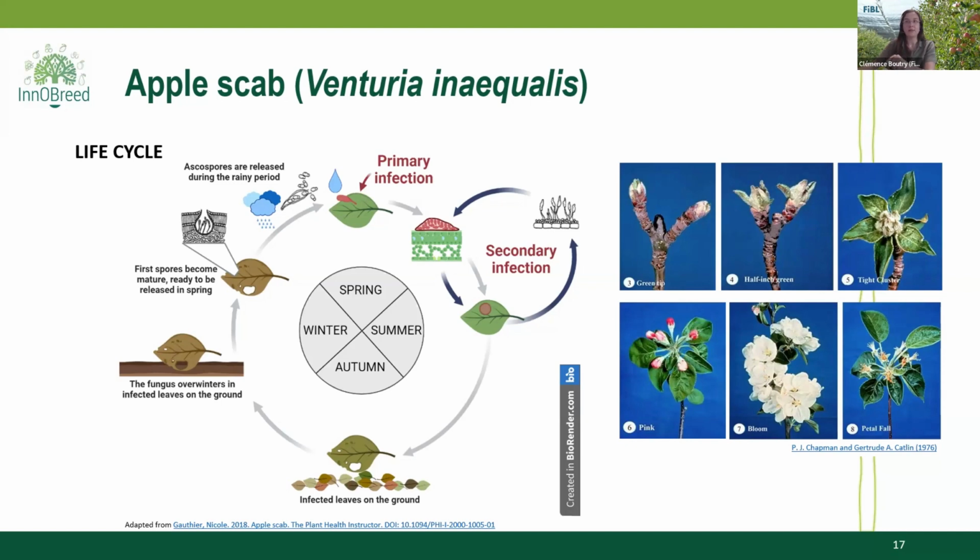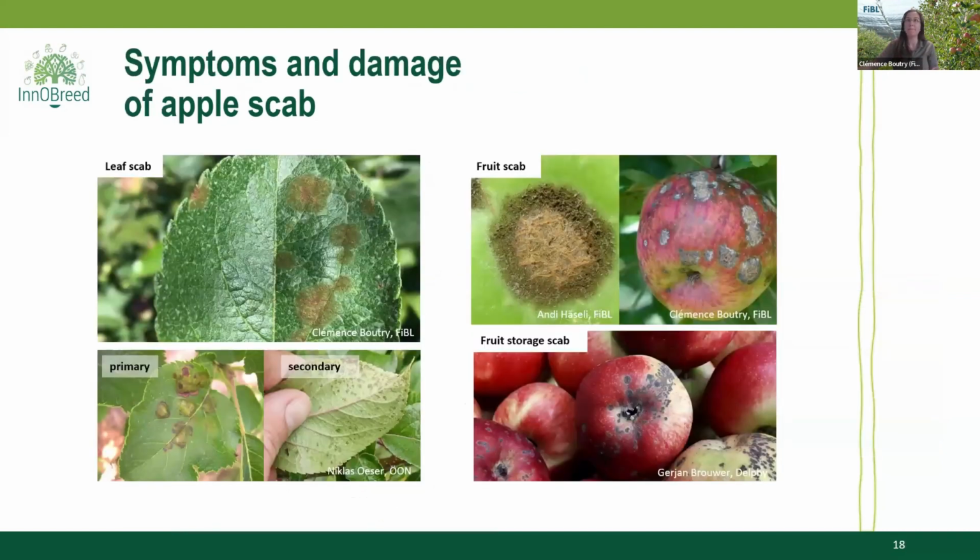And then from late spring, summer on, you can have secondary infections. And then it goes much faster, because each primary infection can cause secondary infections, and then it all multiplies. So here you should remember apple scab overwinters in the leaves. Very important for the management later on.